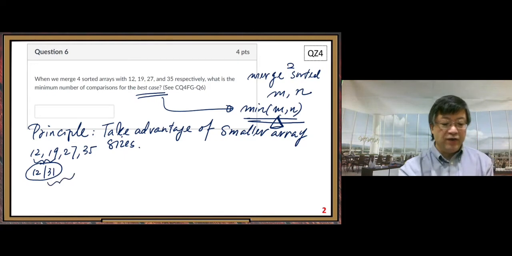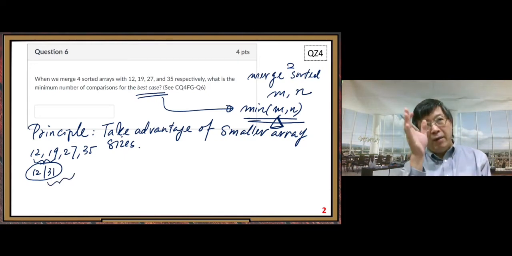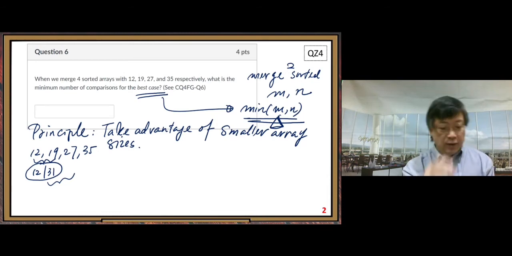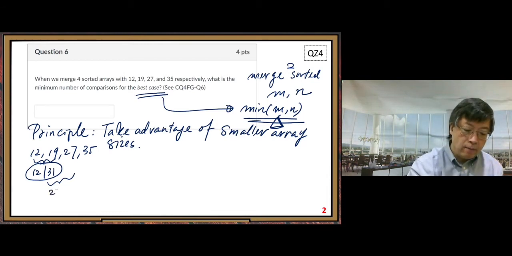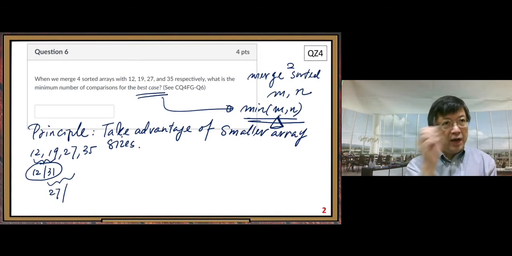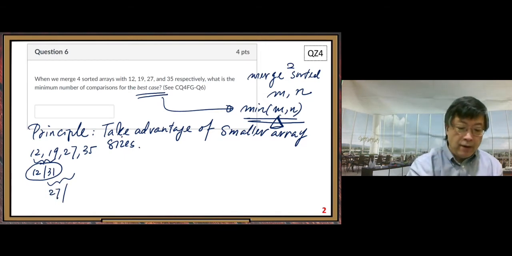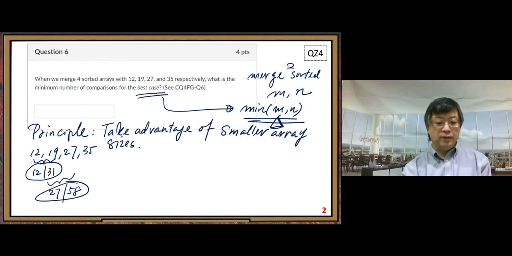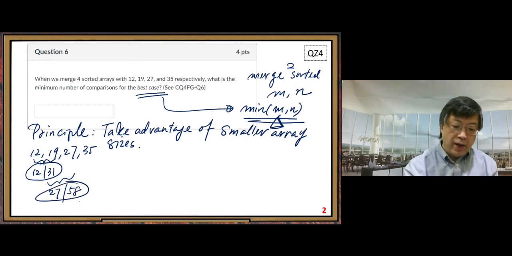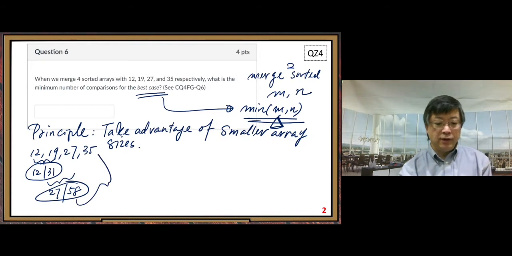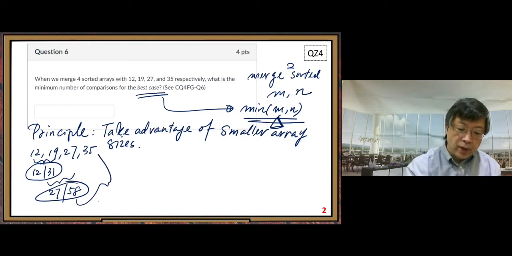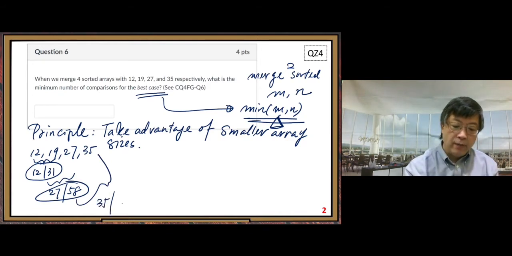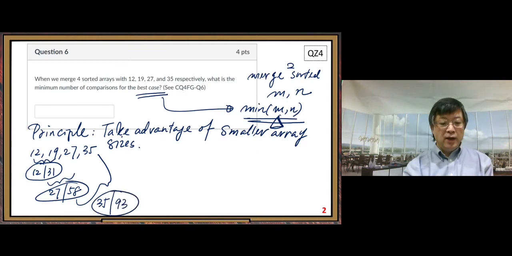Let's look at the merge of these two. The number of comparisons, 27, the smaller number. The array size, adding together, 58. The last array, this one and that's 35, 93. The last one.